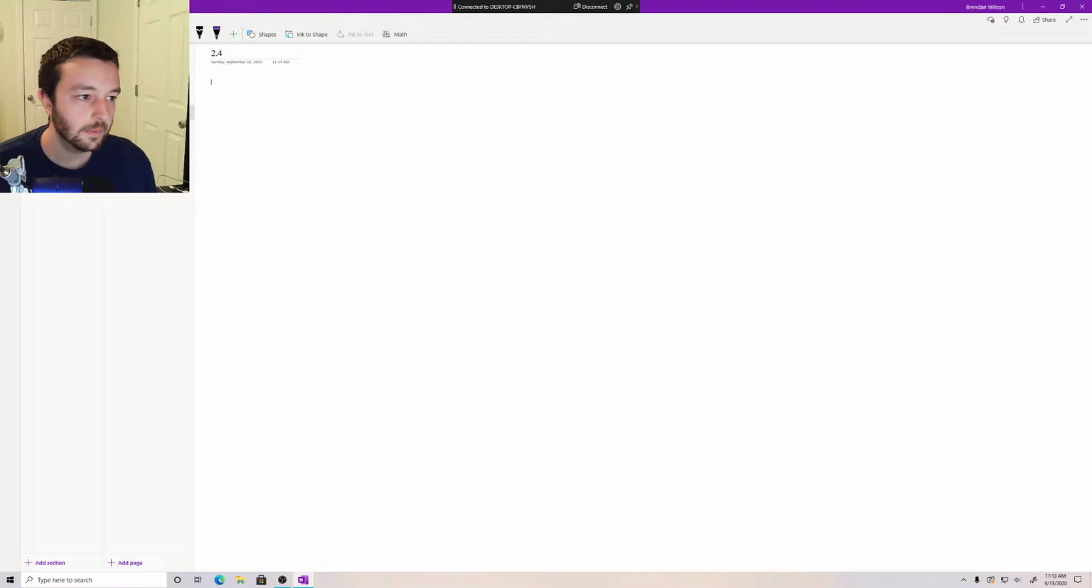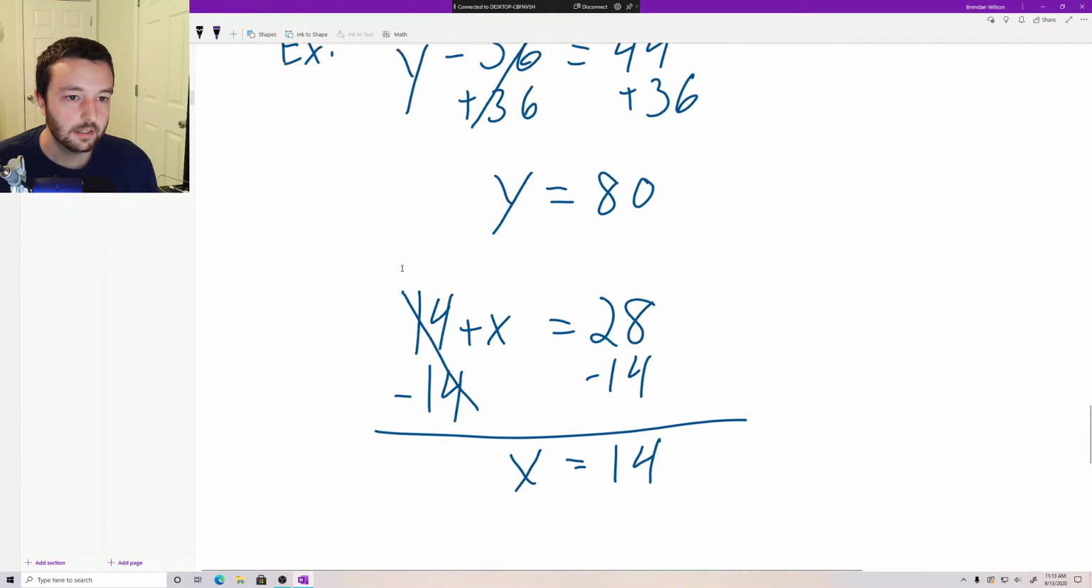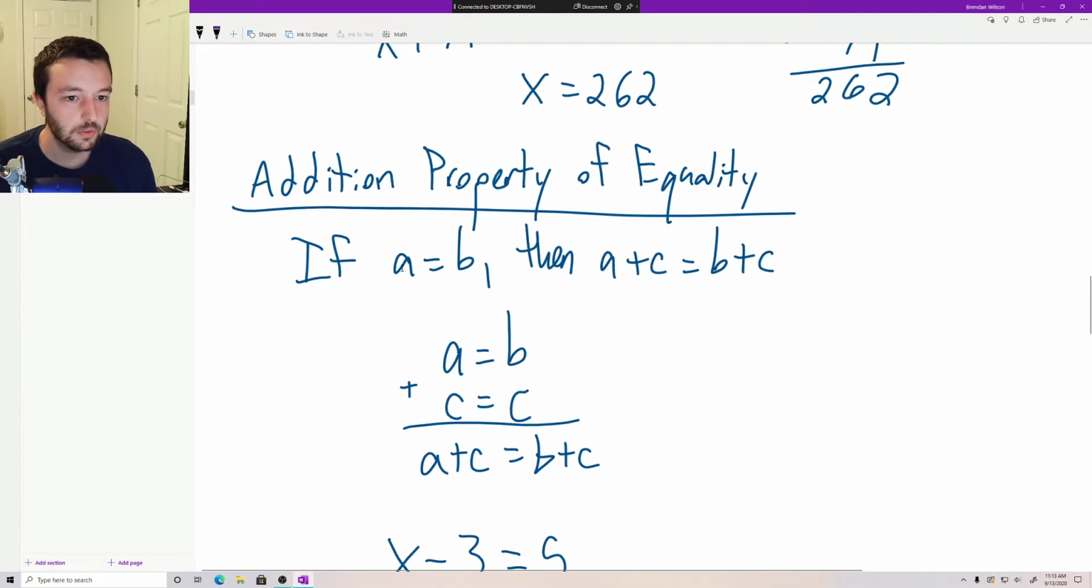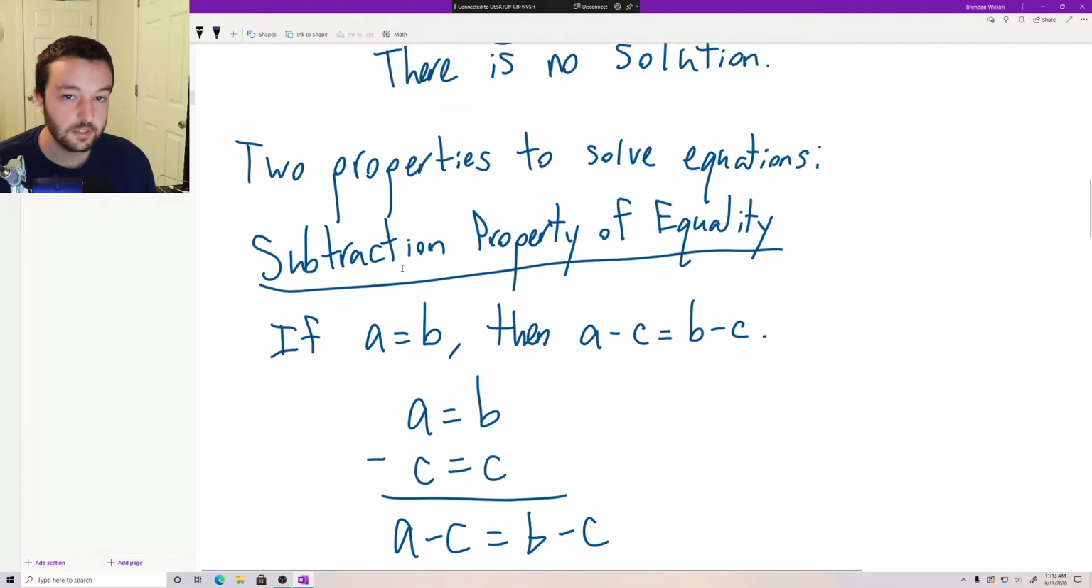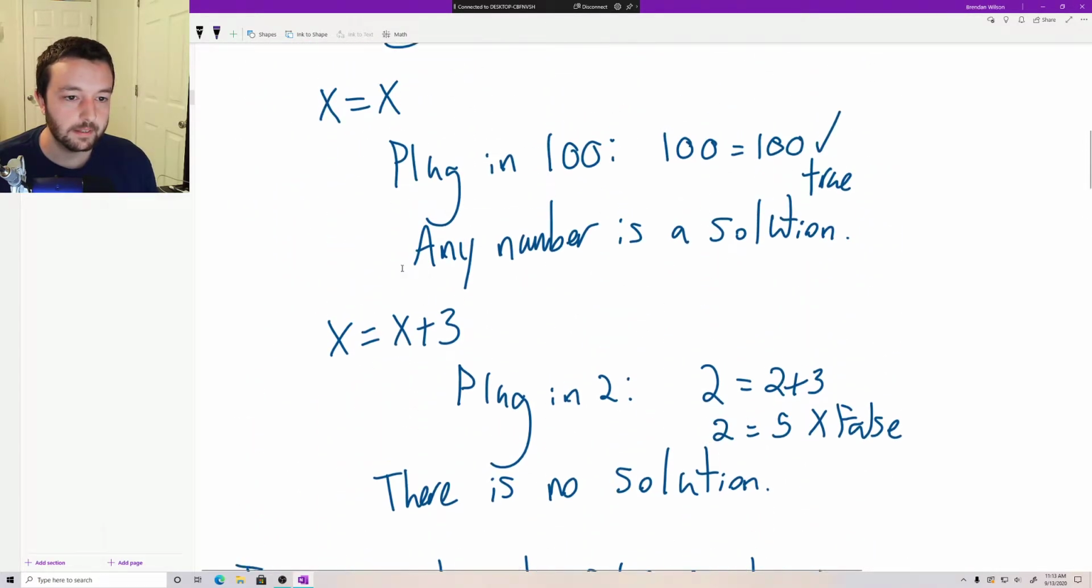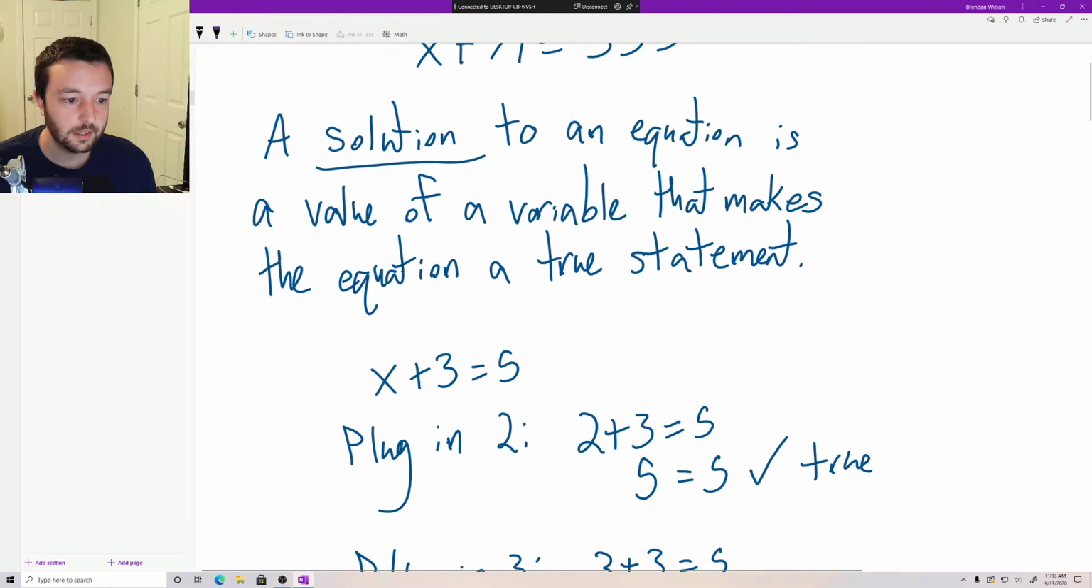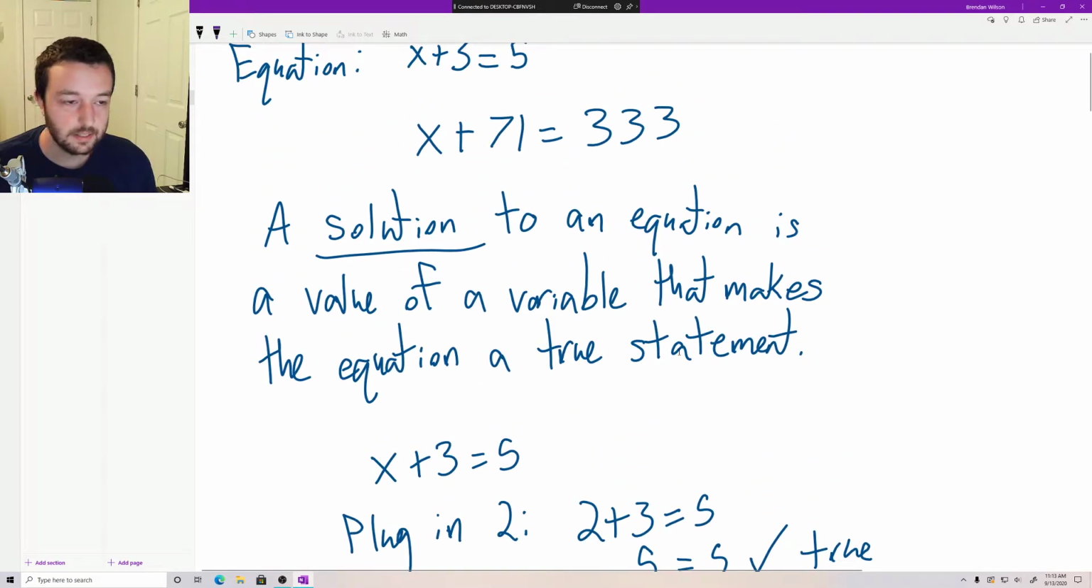So last time we talked about chapter 2.3 and 2.2. So we started talking about equations, and these are really important. So definitely get some practice in on these. They'll be on the next homework assignment for sure.